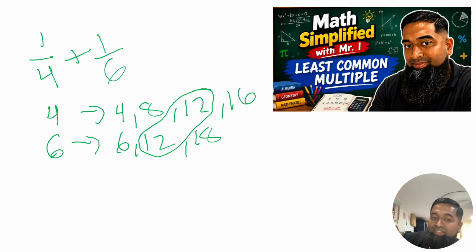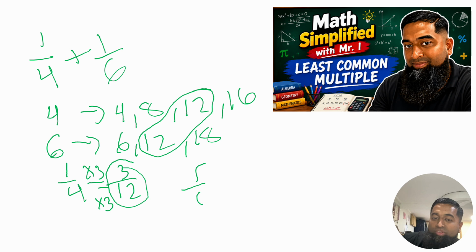So we're going to rewrite 1 over 4 as being equal to something over 12, because that's the multiple now. So how do you go from 4 to 12? You multiply it by 3, so that means you have to multiply the top by 3. 1 times 3 is 3 over 12. So that 3 over 12 is equivalent to 1 over 4. That is your first fraction.